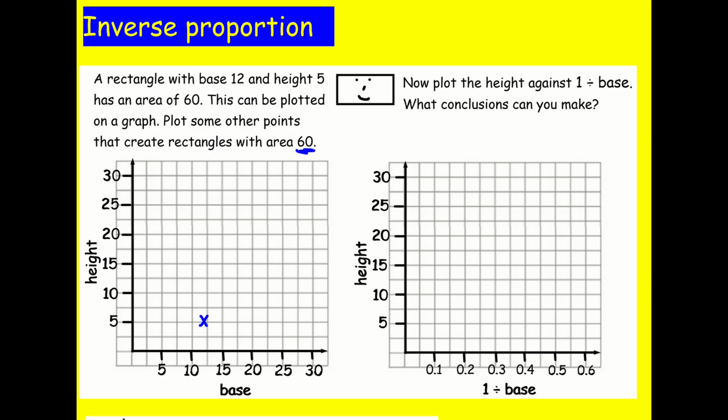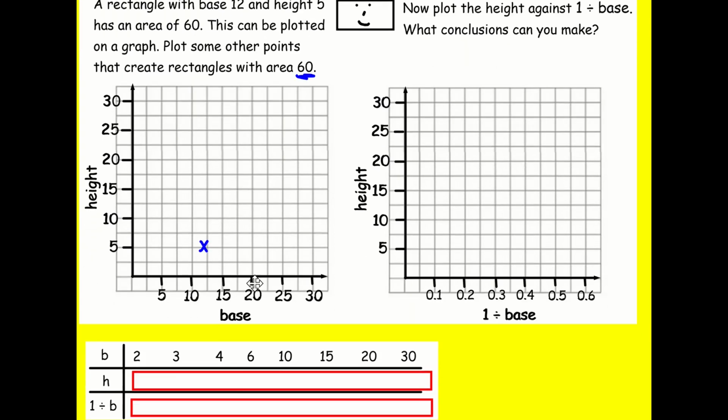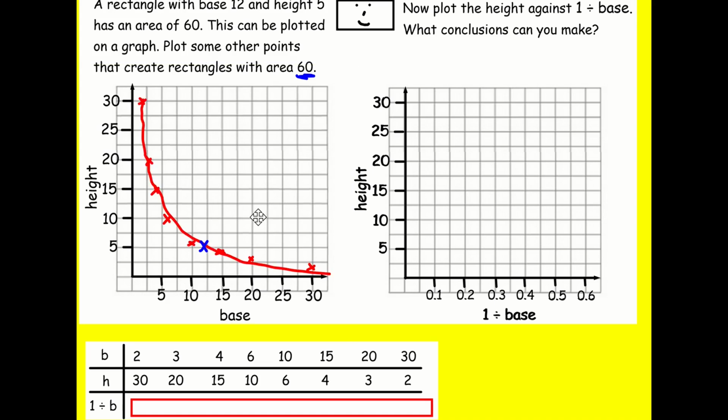Something that you might have done, and there are different ways of doing this, is you might have drawn a table. You might not have, but I did when I did it. So I've plotted some different bases. There are more that I could have done. Obviously 1 and 60 would work, but that's not going to fit on the graph. But I get all these different pairs that multiply to give 60. And if I plot those, then I get a graph that looks a bit like this. I've only plotted some of the points. In actuality, there's an infinite number of points.